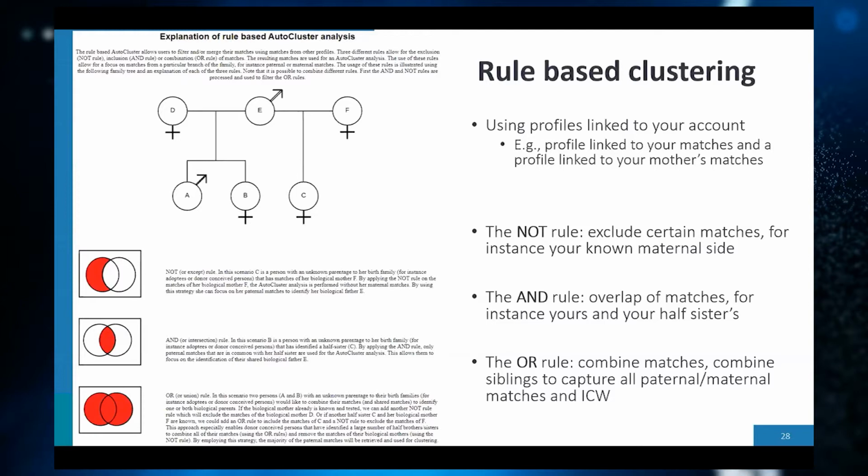And the last rule is an OR rule, which you can use to combine matches. So for instance, if you have several siblings and you didn't test the parents, by testing all of the different siblings, you can now capture all of the matches that they have uniquely present for their profile. You can imagine that certain matches are present in your sister's DNA match list which are not present in yours, or vice versa. By combining everything, you will have a much more complete picture.